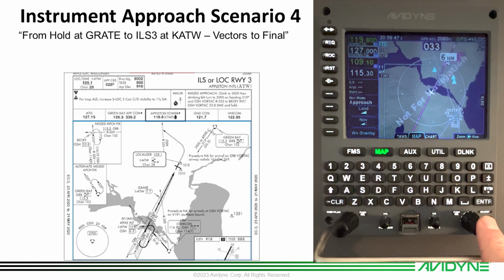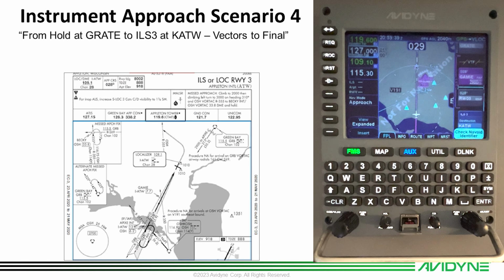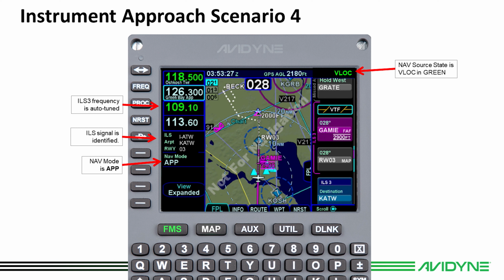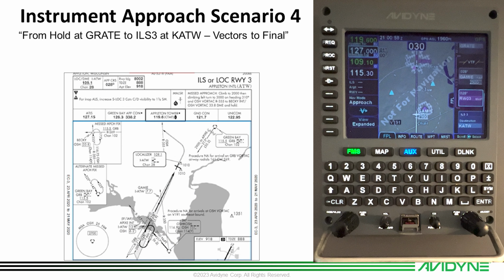As we intercept the final approach course, we will turn inbound, and we will need to verify all indications are go. The nav radio should auto-tune the ILS frequency 109.1. The nav source state window should display VLOC in green, indicating ILS navigation, and the nav mode window should display approach.